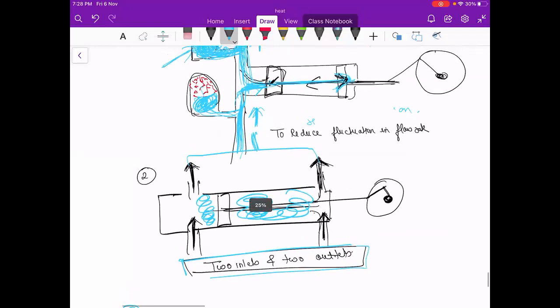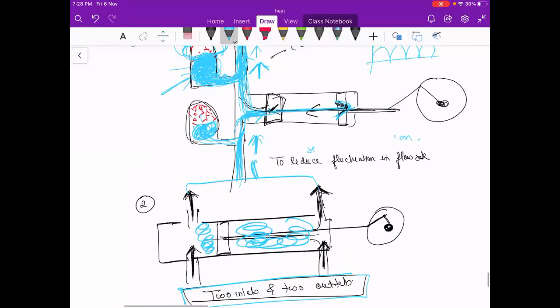Mechanism, you are asking. I have told you now, the mechanism is: the piston is going forward, the piston is going back. So when the piston is going back, the fluid is coming out of this air vessel. So this is the mechanism.